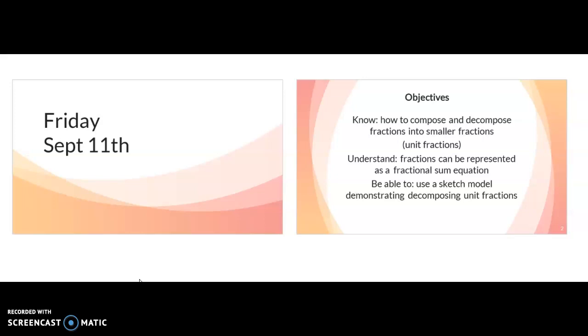So today we are going to continue building on fractions, on unit fractions, and we're going to demonstrate how unit fractions as a sum equation equal one whole.